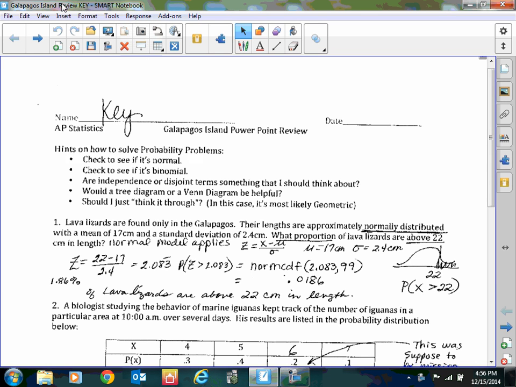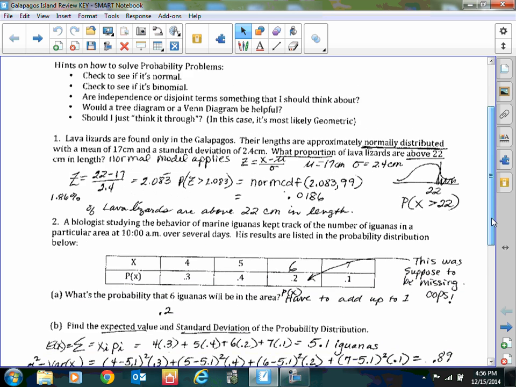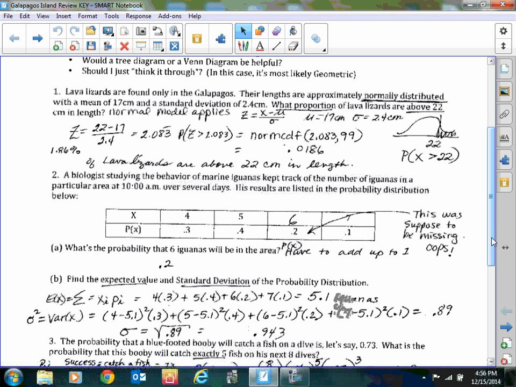This is the review for the Galapagos Island PowerPoint review, and I think it's pages 54 to 56 in your packet. So here we go. Let's go through this pretty quickly. Number one, it was a normal curve.